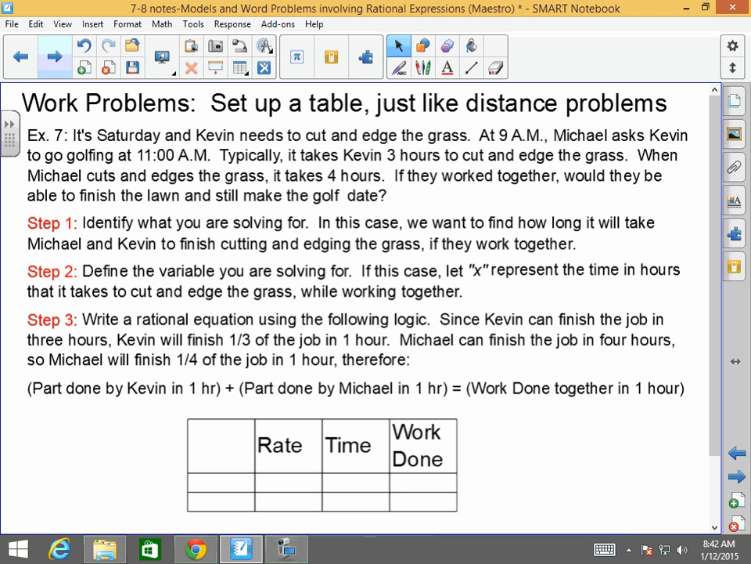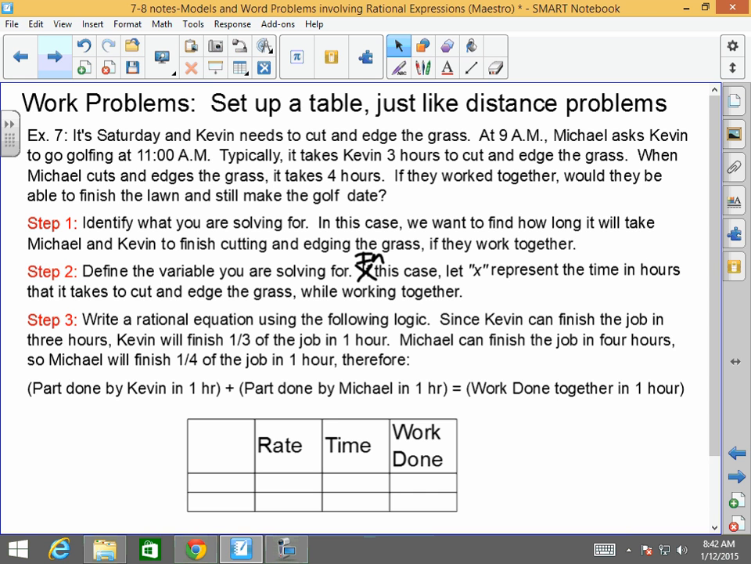Step 1, identify what you are solving for. In this case, we want to find how long it will take Michael and Kevin to finish cutting and edging the grass if they work together. You got to think about these logically. Step 2, define the variable you are solving for. In this case, let x represent the time in hours that it takes to cut and edge the grass while working together. And step 3, write a rational equation using the following logic.